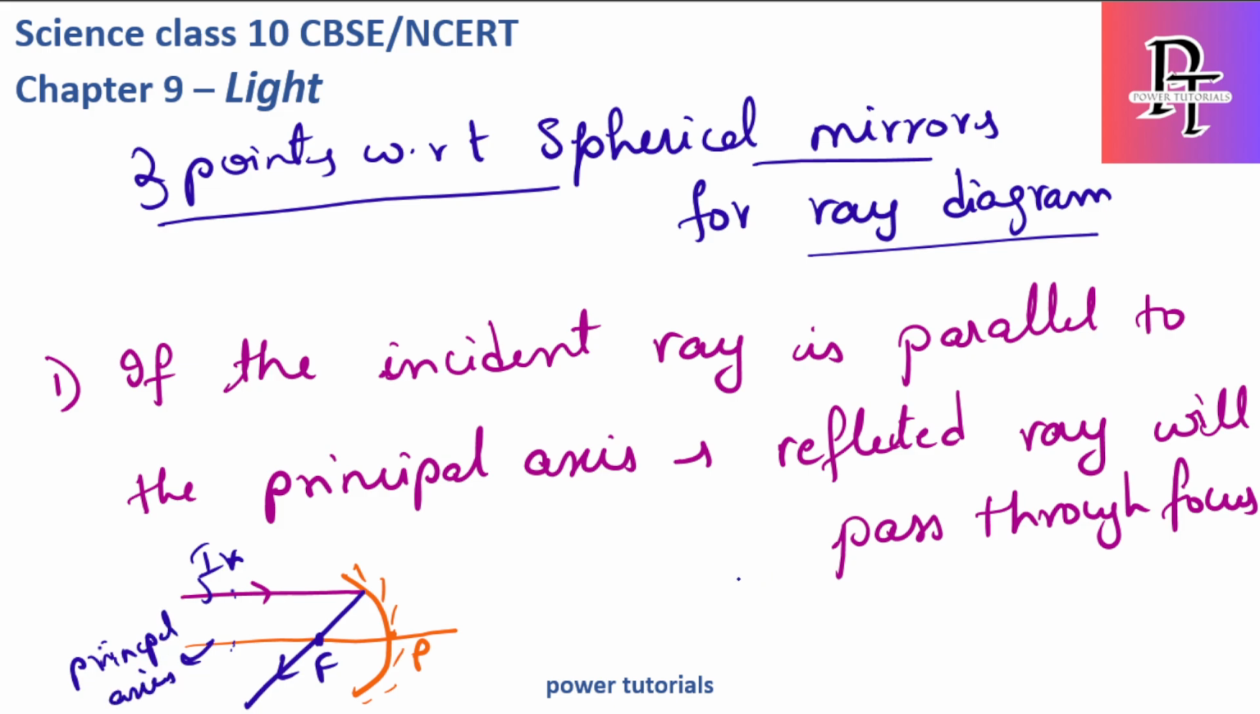Okay, same applicable for convex. I'll draw the mirror first. Take the incident line, take the reflection. This is the focus here. Okay, so the incident ray, if it is parallel to the principal axis, what is happening? The reflection is passing through the focus. Second.